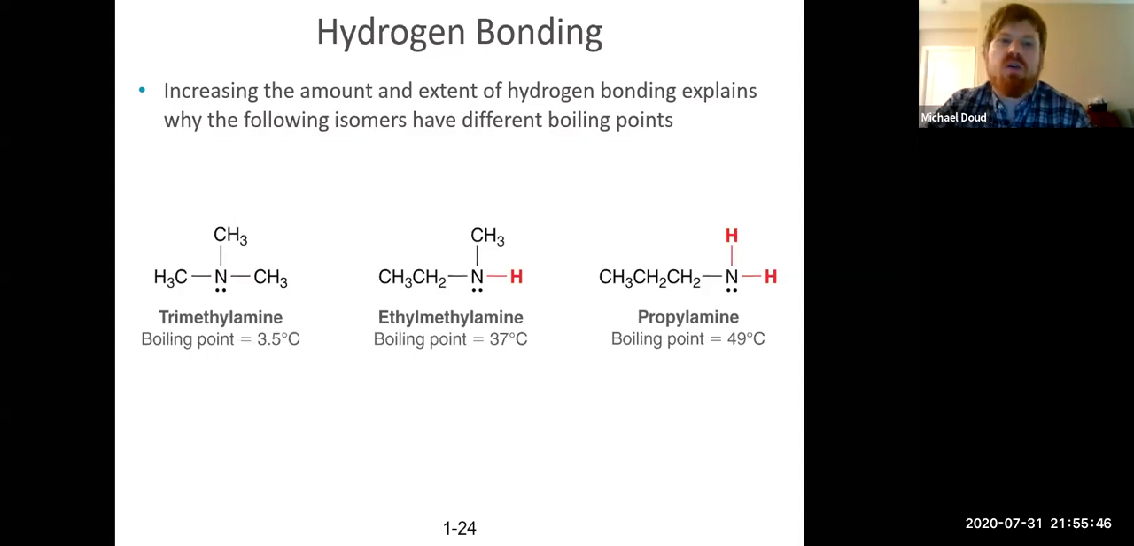Yeah, and then also it kind of explains why we see these different boiling points. So here showing trimethylamine, ethylamine, and propylamine. The boiling point as we go from left to right increases very significantly. That's because with trimethylamine, the nitrogen has a lone pair, which can accept a hydrogen bond, but there's no hydrogens bonded to it to give away a hydrogen bond. On the other hand, with ethylamine, that has one hydrogen available for hydrogen bonding. Propylamine has two, so that's even more strongly hydrogen bonding.